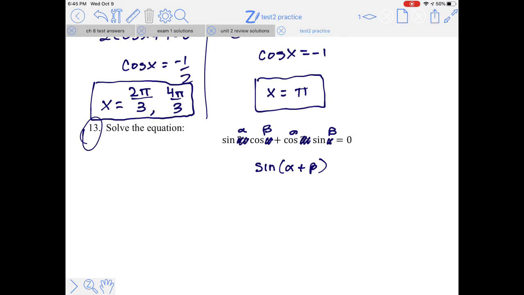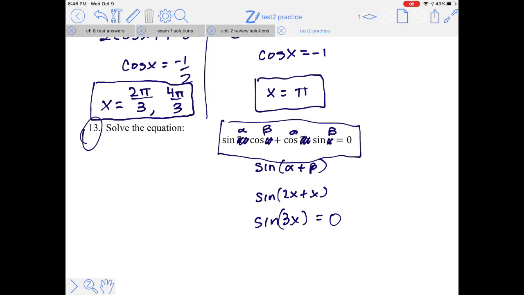So now you just replace. Alpha was really 2x, right? And beta was x, so then this becomes sine of 2x plus x, which is just sine 3x equals 0. So we've used the techniques that we have mastered from section 3.1, which we all love, to make a relatively difficult equation to start with turn into an easier equation. I'm not going to say easy, but it's easier to solve.